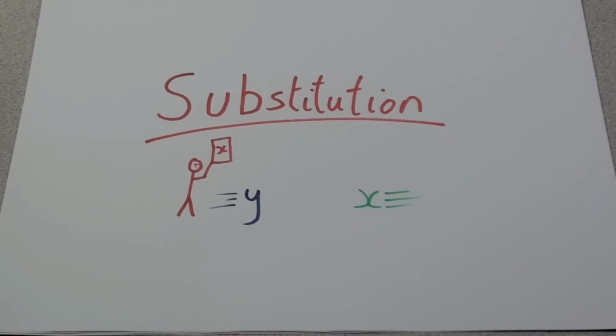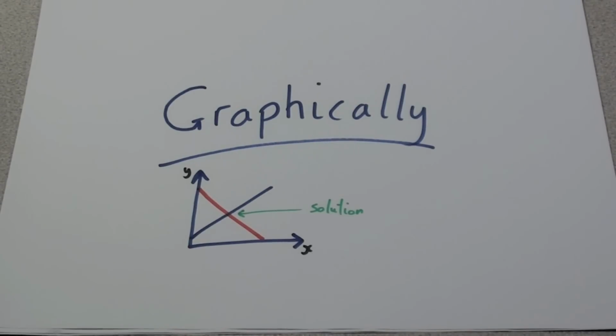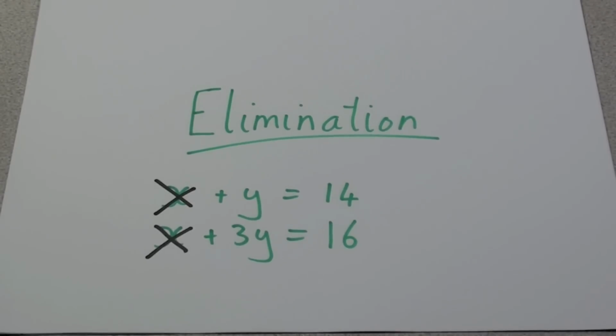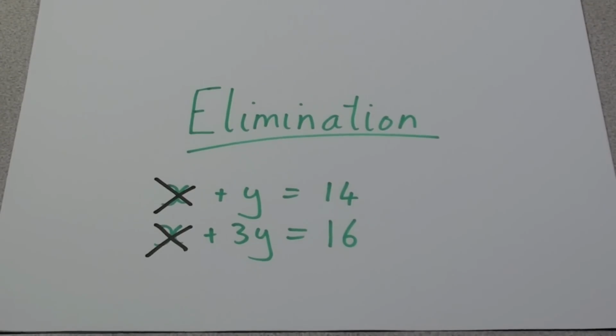There's three types of ways to solve simultaneous equations. Substitution. Graphically, where you draw two lines from your equations, and your solution is where the lines cross. Or, if you're a fan of dancing on ice or the X factor, you can eliminate something and get rid of one of your variables.